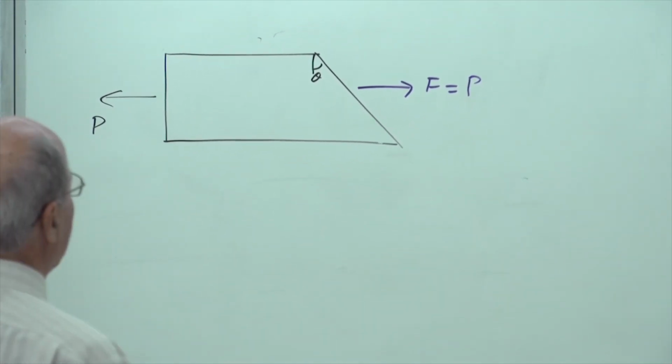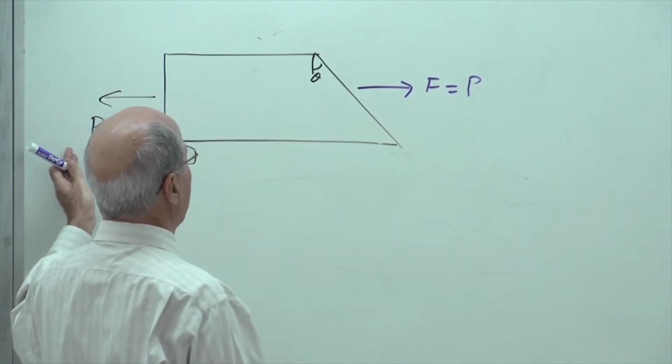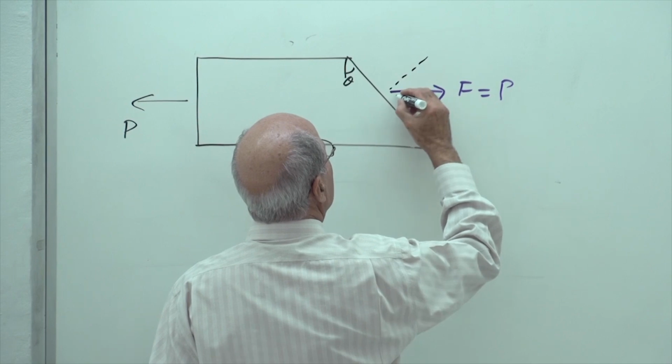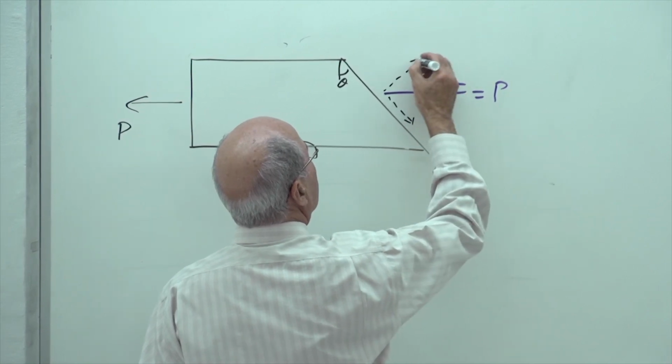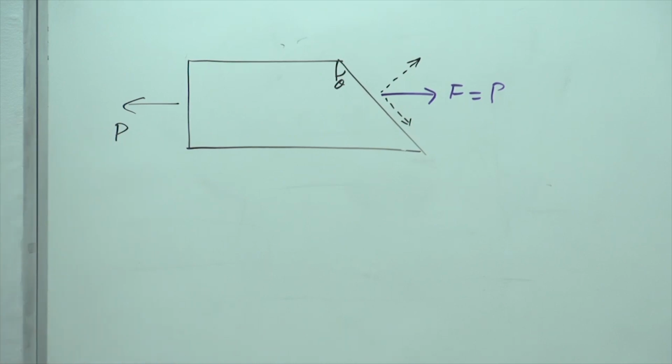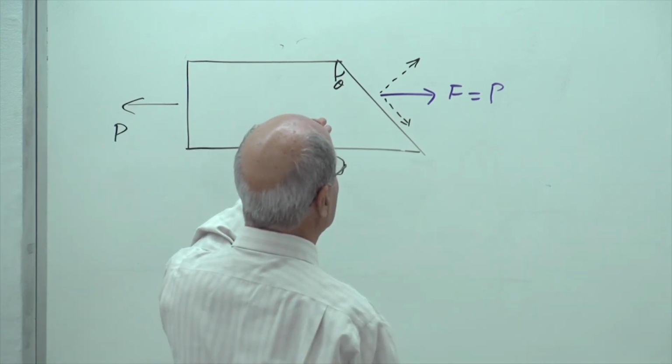So what should I do there? F is equal to P. That's the external. That's the internal. Now I'm going to break it into two components, one perpendicular to the surface, one parallel to the surface. Now I have two forces, one normal force, one shear force. It is obvious. So all I have to do is go through the geometry.